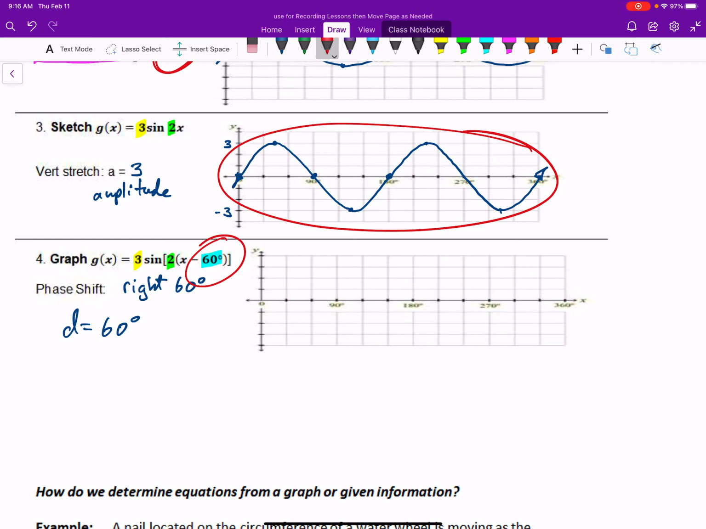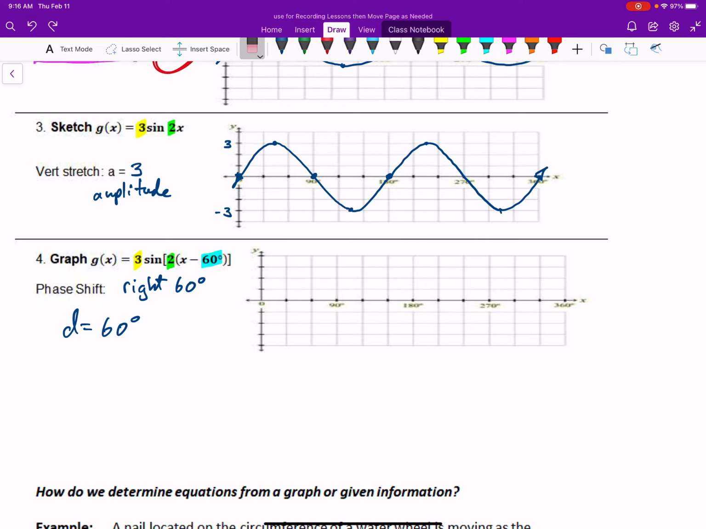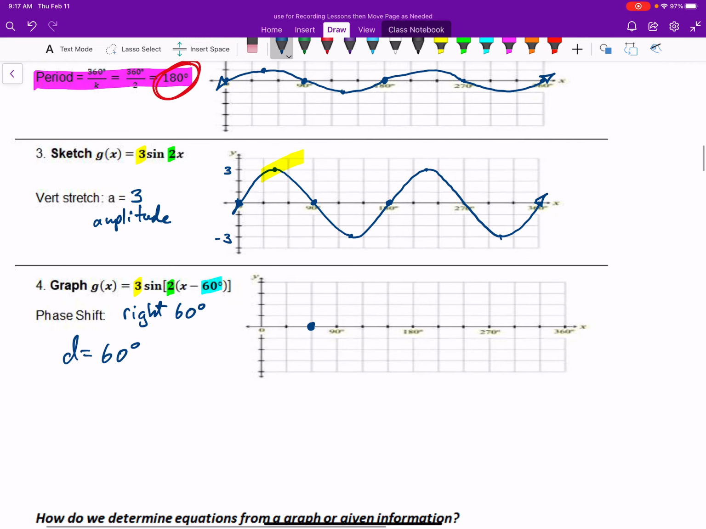So if I were to take that graph from number 3 and take each of those points and move them 60 degrees to the right, I'd have my new graph. So the point 0, 0 will shift over to 60, 0. And the point 45, 3 is going to shift over. I'm going to add 60 degrees to 45, which will take me to 105.